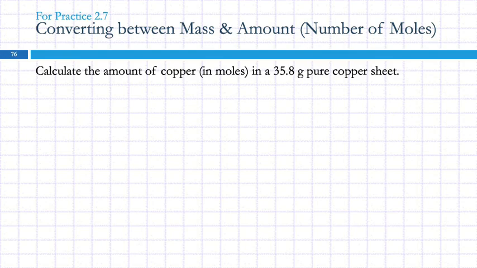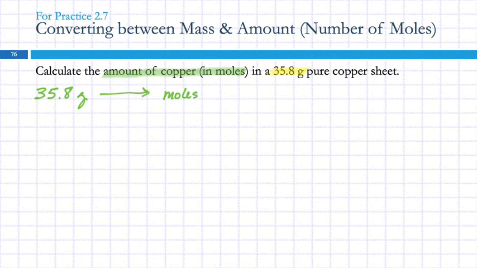Calculate the amount of copper in moles in a 35.8 gram pure copper sheet. So we're given 35.8 grams, and they're asking for amount of copper in moles. Take the numbers out of the equation, write them down with their units. So I've got that many grams of copper, and it's asking me to find the number of moles. So I'm trying to find moles.